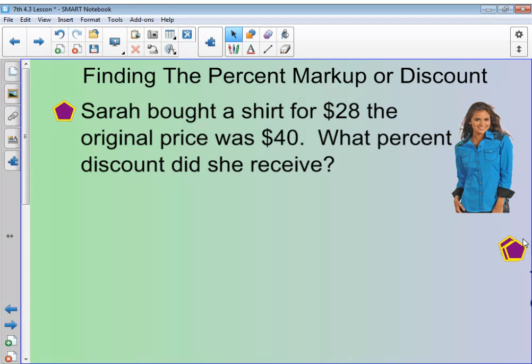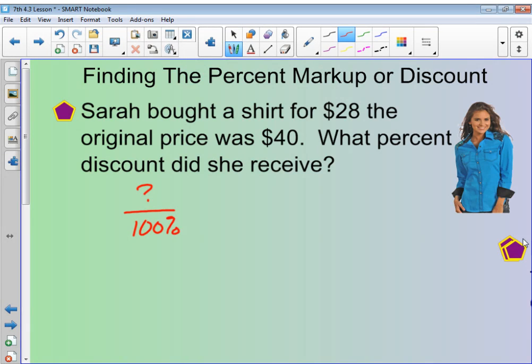Okay, let's work this one out. We don't know the original, but we know that it's 100%. $28 over $40, the original price. When we work this out, that gives us 70% for what she paid. Whoops, not dollars, 70%. So we're going to take 100% minus the 70%. You should have gotten that she got a 30% discount.